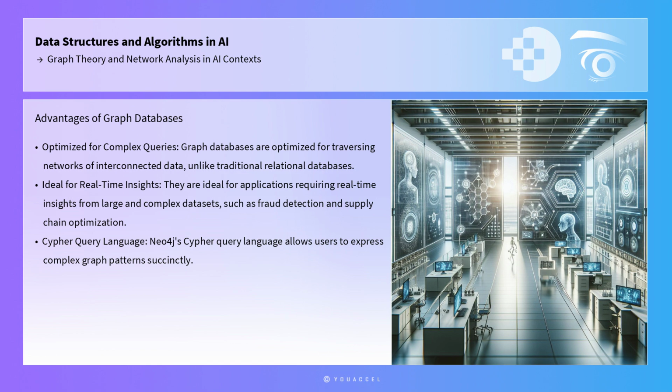Furthermore, graph databases such as Neo4j offer powerful solutions for storing and querying graph data. Unlike traditional relational databases, which can struggle with complex relationships and queries, graph databases are optimized for traversing networks of interconnected data. This makes them ideal for applications that require real-time insights from large and complex datasets, such as fraud detection and supply chain optimization. Neo4j's Cypher query language allows users to express complex graph patterns succinctly, enabling the efficient retrieval of meaningful information from large datasets.